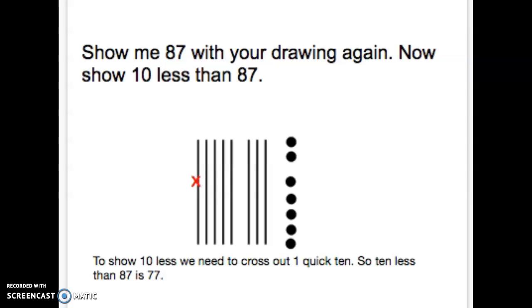Show me 87 with your drawing again. Now this time, I want you to show 10 less than 87. So once you have your 8 10s and your 7 1s, you're going to mark off a 10. So if you cross out one quick 10 to show 10 less than 87, you should have 77 left in your drawing.